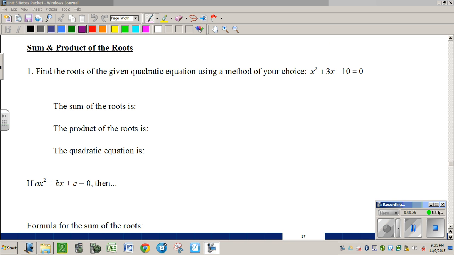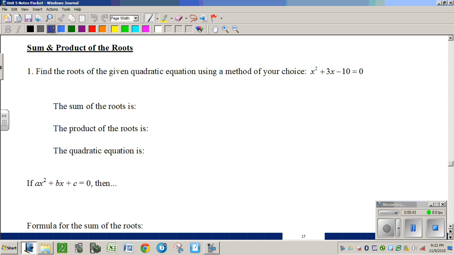You do not actually have to solve a quadratic equation in order to find the sum or the product of the roots. There is actually a formula that's going to help us when given a quadratic equation. We can use these formulas to find the sum, and we can use a different formula to find the product.